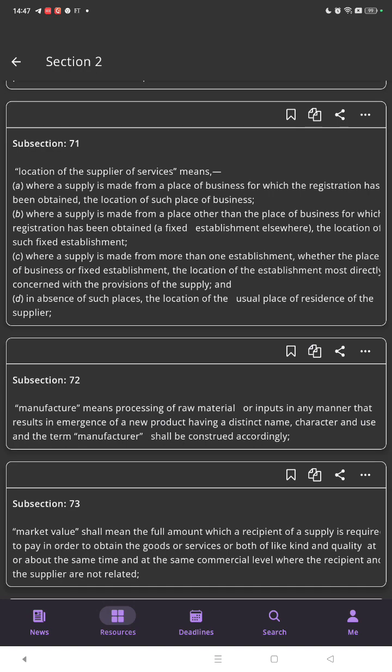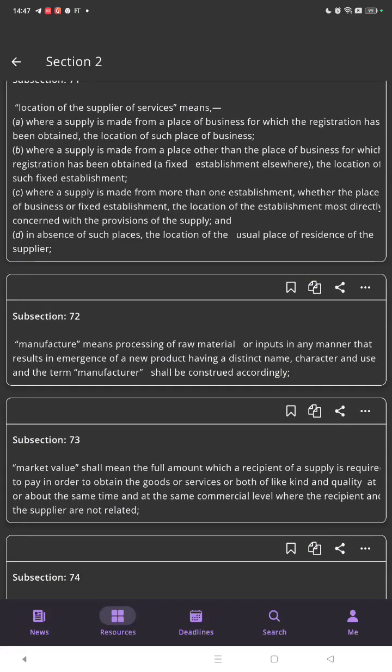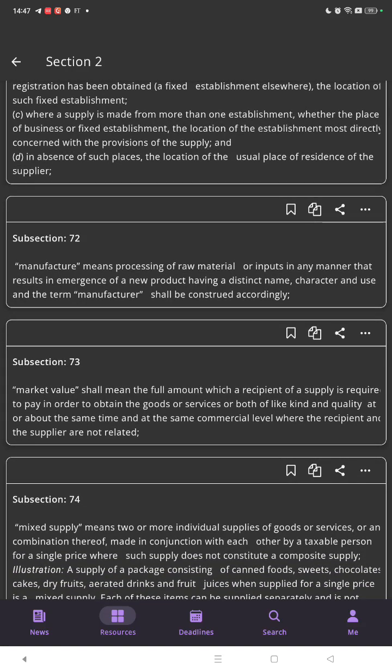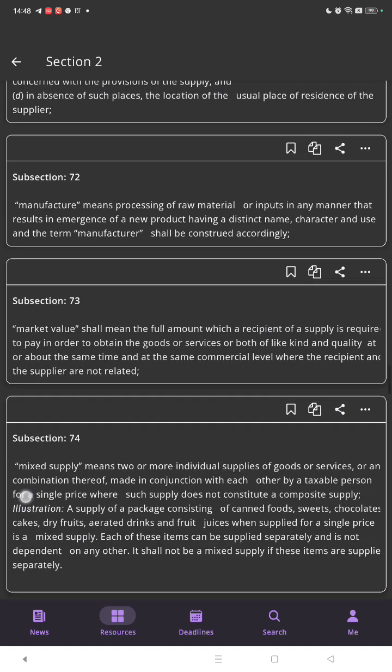Subsection 72. Manufacture means processing of raw material or input in any manner that results in emergence of a new product having a distinct name, character, and use, and the term manufacturer shall be construed accordingly. Subsection 73. Market value shall mean the full amount which a recipient of the supply is required to pay in order to obtain the goods or services or both of like kind and quality at or about the same time and at the same commercial level where the recipient and the supplier are not related.